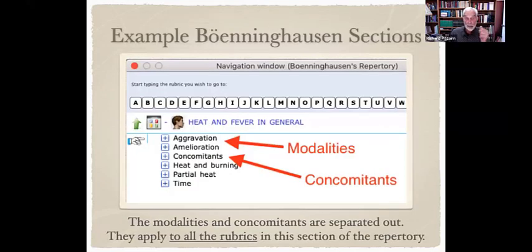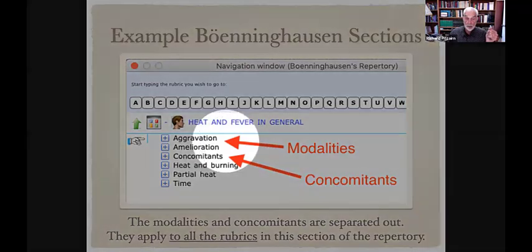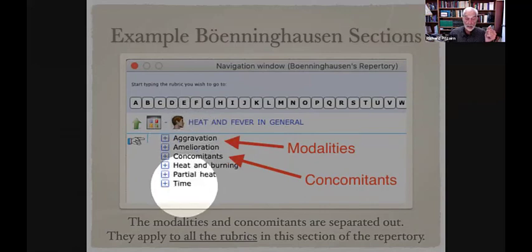So here's an example in the Boenninghausen repertory. Here is the section of the repertory called heat and fever. And here are the subsections of that repertory part. So: aggravation, amelioration, concomitants, heat and burning, partial heat, and time. That's the way the section is broken up.